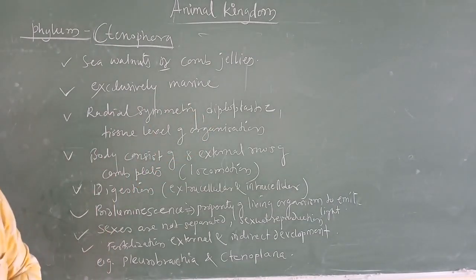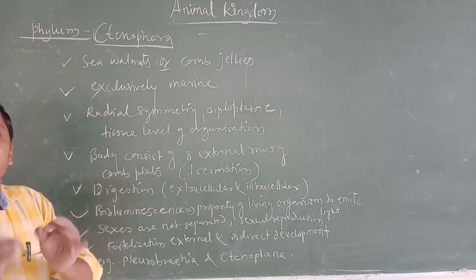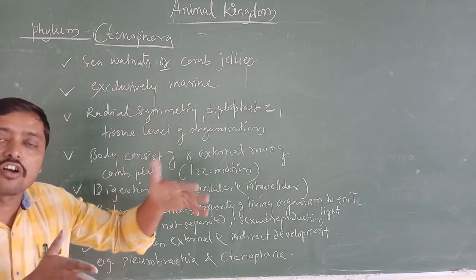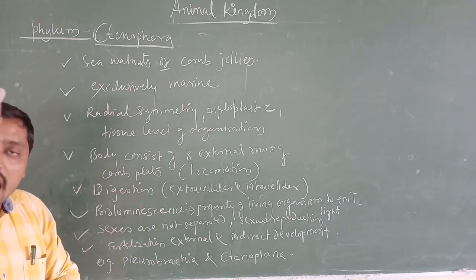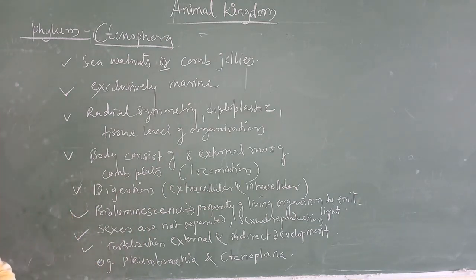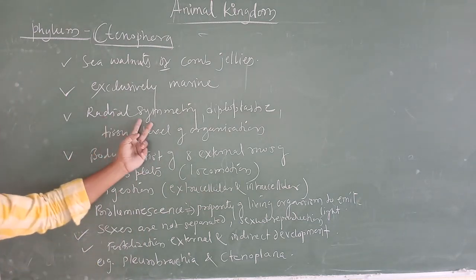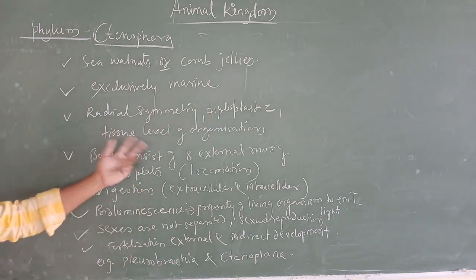This is the common point: after the completion of all these phyla, you come to know a few common characters are common in a few phyla. What matters is the peculiar character of each phylum, the important character. Here: radial symmetry, diploblastic in the sense ectoderm and endoderm, tissue level of organization.